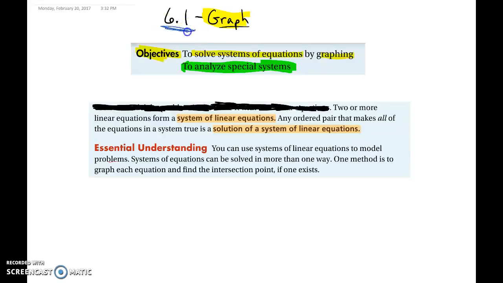Alright, so now we're going to finish section 6.1. This video is going to simply analyze special systems of equations. In order for us to analyze them, there's some terminology that we need to know first.